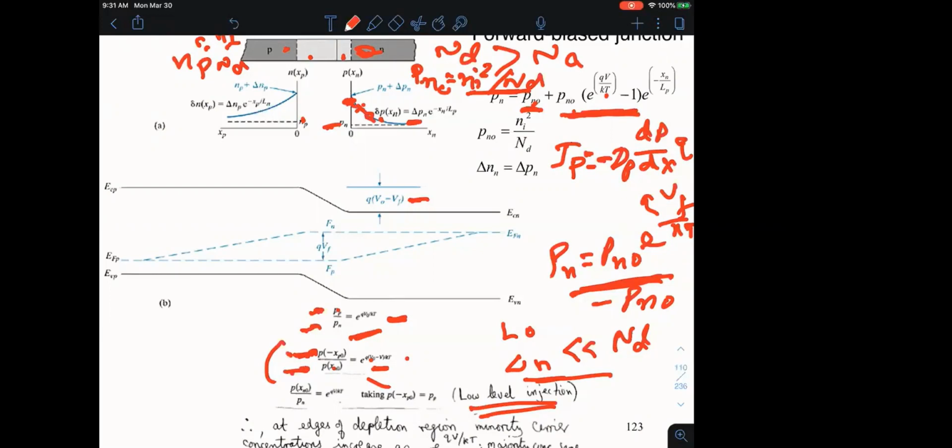But before you do that, you obviously have to solve for this carrier concentration profile. And that, it turns out, is given by an exponentially decaying function, e to the power minus x over Lp. How do I get that? We'll get that from the continuity equation, at equilibrium.